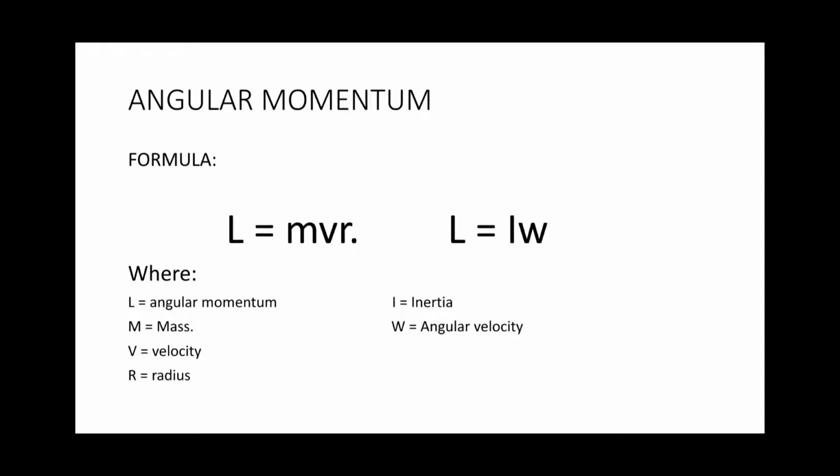Here are the basic formulas in getting the angular momentum. The first formula is L is equal to MVR, where L is the angular momentum, M is the mass, V is the velocity, and R is the radius. The second one is L is equal to I times W, where I is the moment of inertia, and W is the angular velocity.